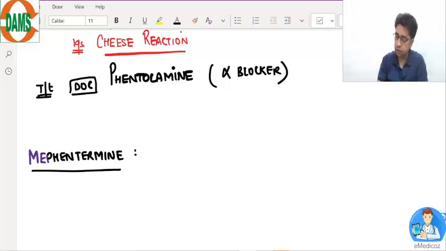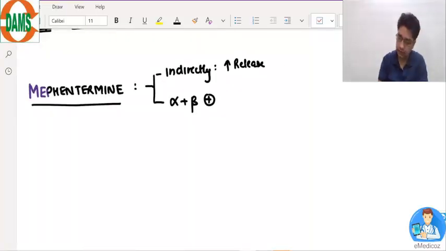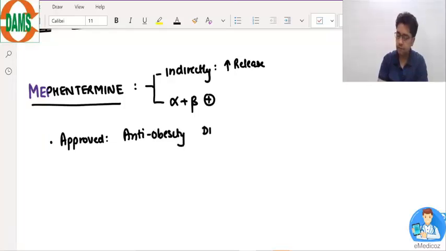Mefentermine is both indirectly acting and it also stimulates alpha and beta receptors. Okay, indirectly means it increases the release of epinephrine and norepinephrine. Now this mefentermine, you'll write, is an approved anti-obesity drug.